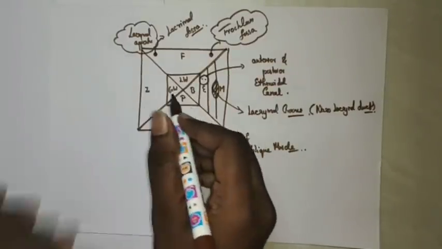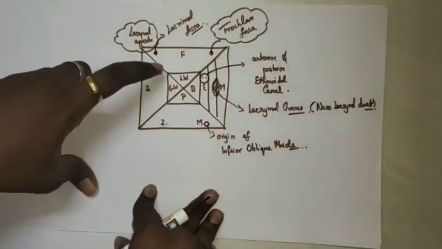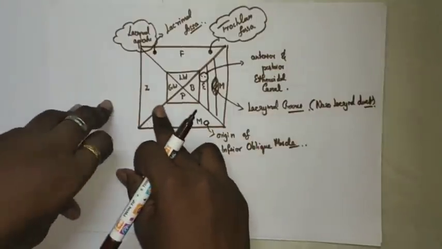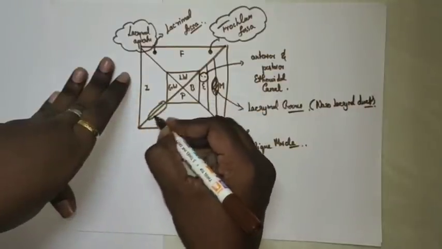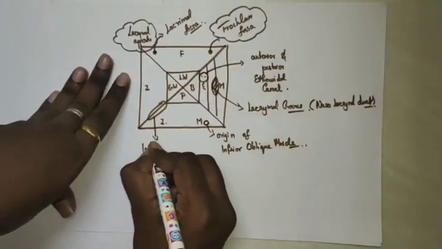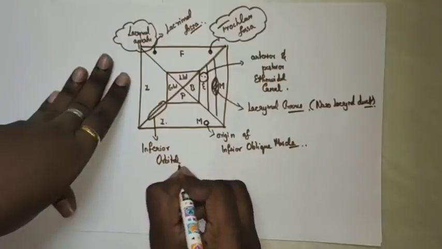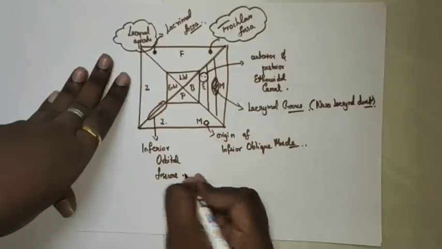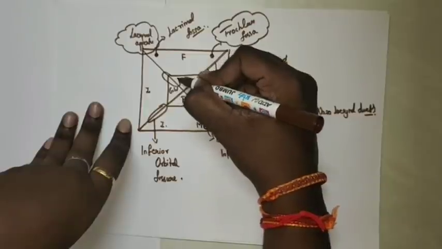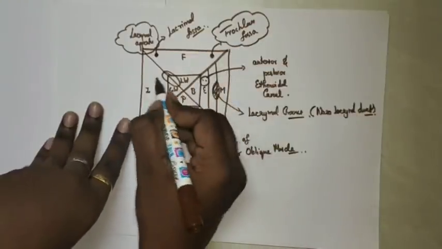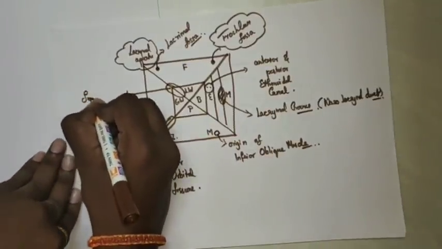And so two important fissures will be placed on the floor and on the lateral side. In between the junction of this lateral surface and the floor, we have a fissure known as the inferior orbital fissure. And in the same way, in between the lateral side and the roof, at the junction of both walls, we have the superior orbital fissure.